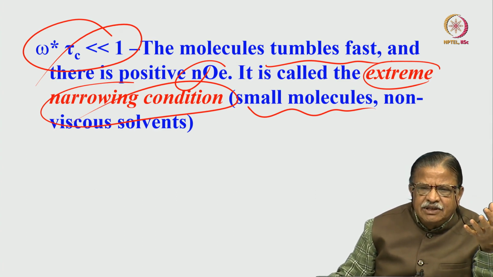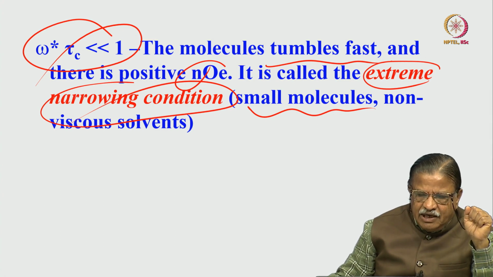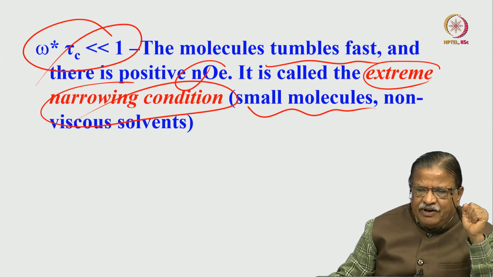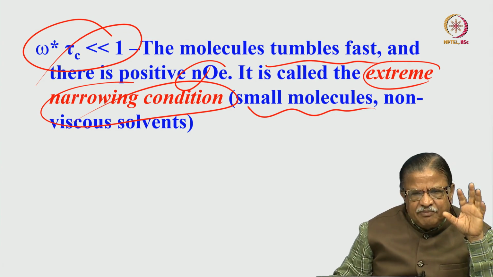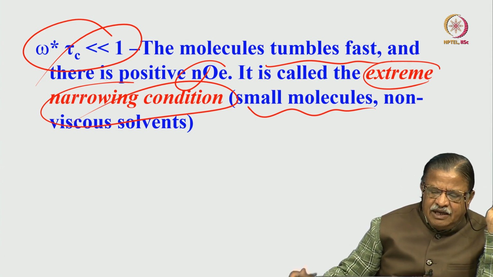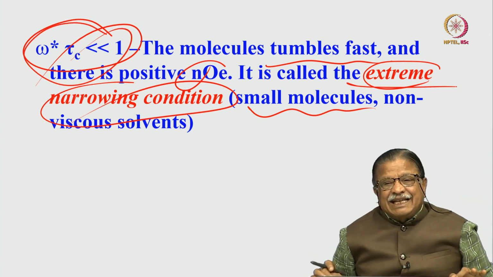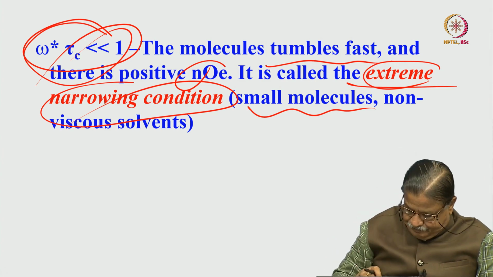Why non-viscous solvents? Because mobility has to be more. In a viscous solvent, if there is rigidity, the molecule cannot rotate or tumble very fast. So it has to be a small molecule in a non-viscous solvent. We have omega tau c very much smaller than 1. This is called extreme narrowing condition.